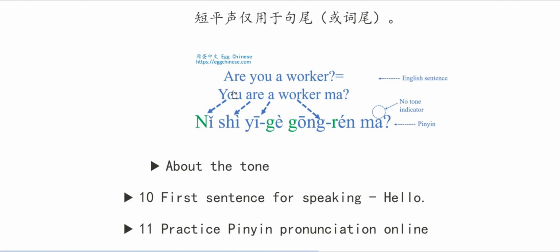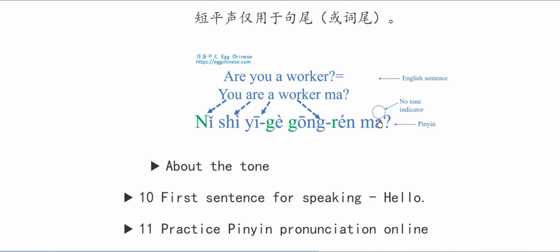For example, this one, are you a worker? In English, and in Chinese, its meaning is you are a worker ma. So this ma is for asking a question in Chinese, and in Pinyin it will be 你是一个工人吗?